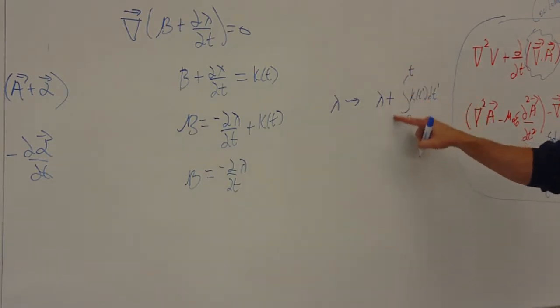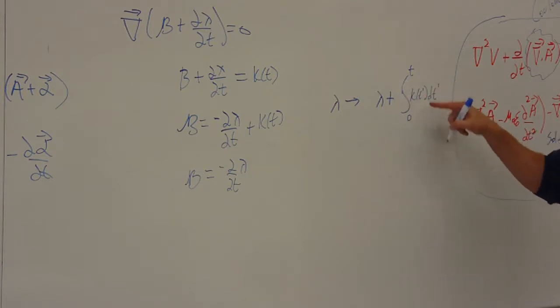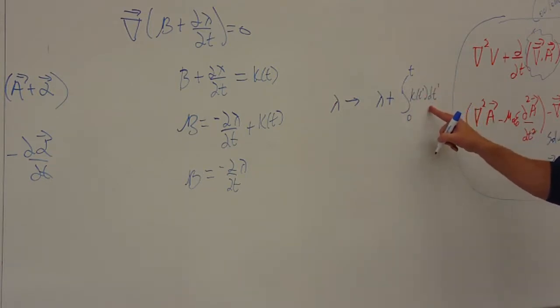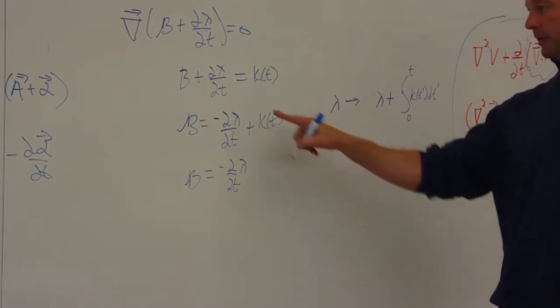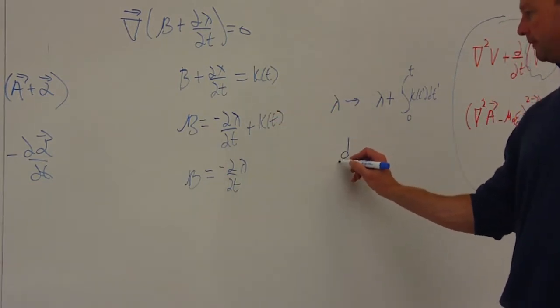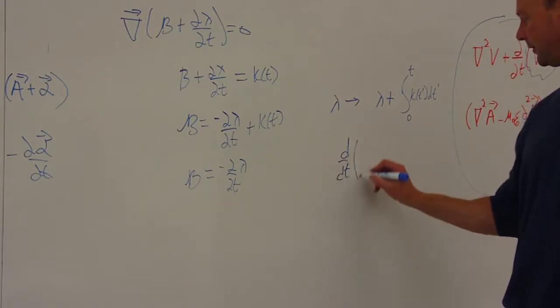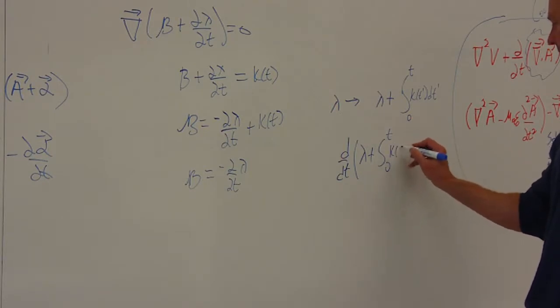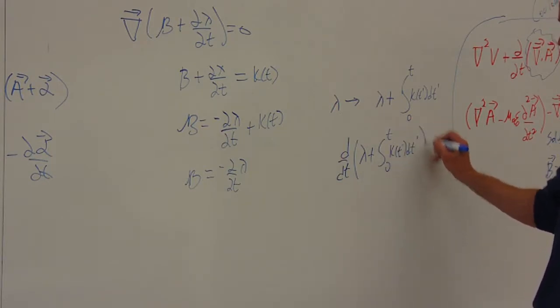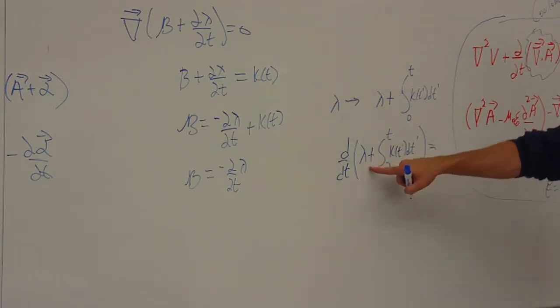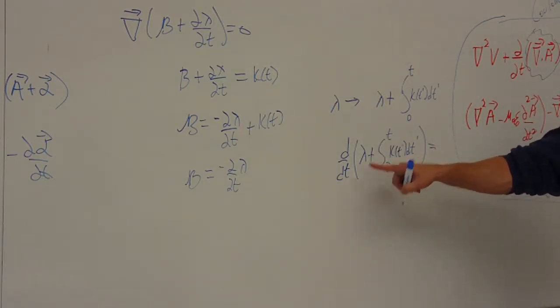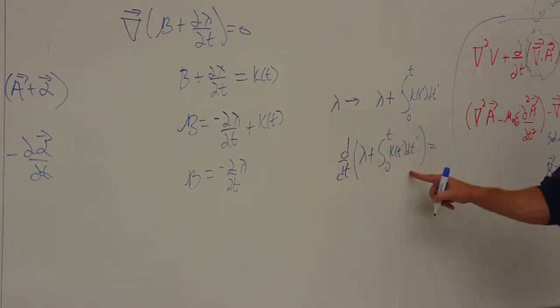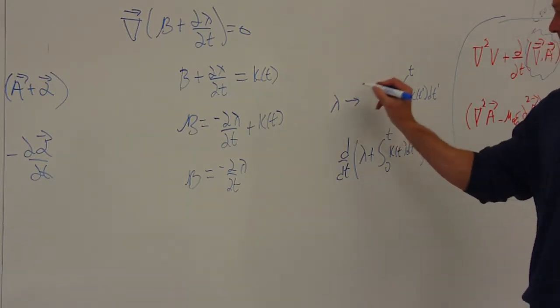Okay, so this is essentially giving us the integral of k of t prime dt, right? But now what we care about is beta equals the derivative. So if we take the derivative with respect to t of lambda plus the integral from 0 to t of k of t prime dt prime, what does that equal? Well, it equals the derivative of the first thing, plus the derivative of the integral with respect to time, which is just the thing itself. Okay? So we'll call this our new lambda.